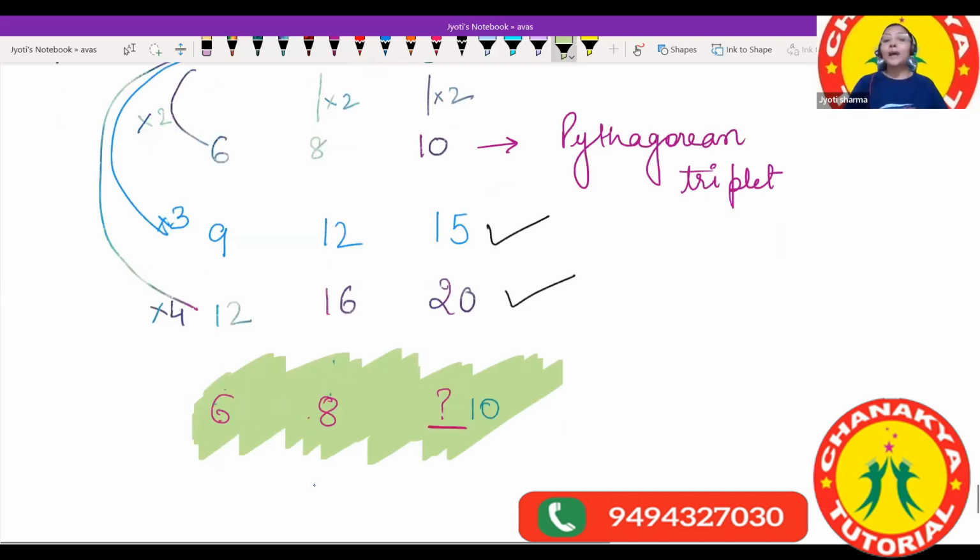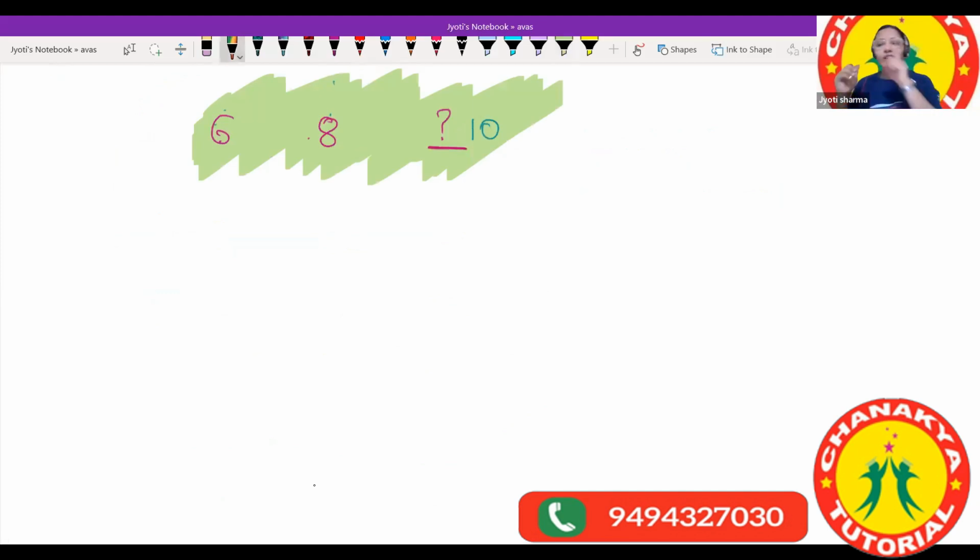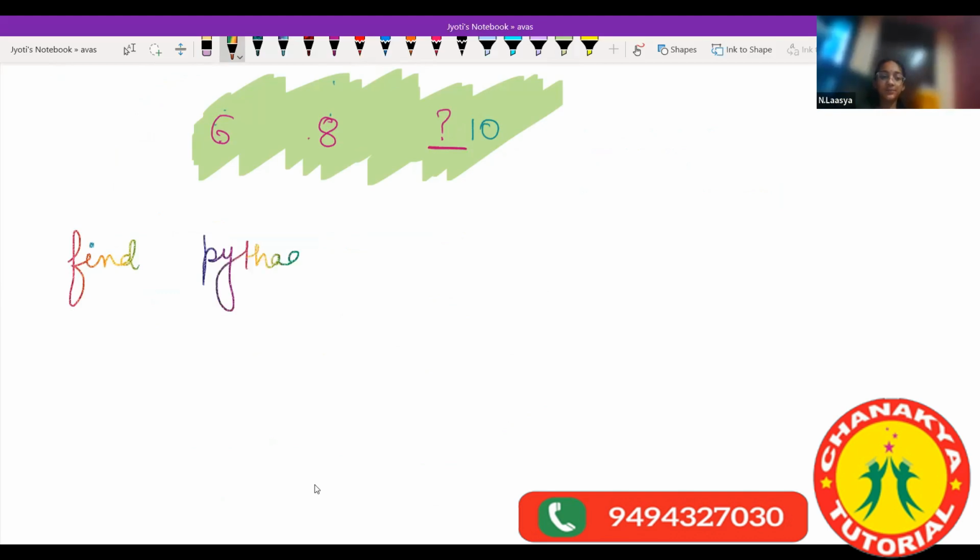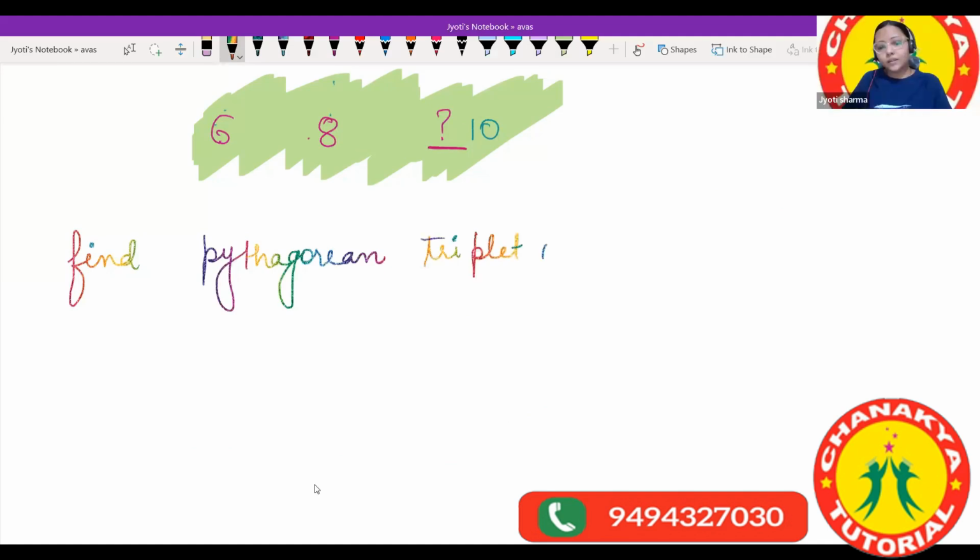Okay. Now the question is, let's say I am giving you one multiple. I am saying, find the Pythagorean triplet of 8. How will you find it? Any answer? How will you find the Pythagorean triplet of 8?